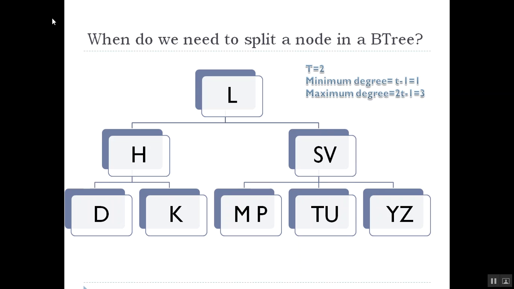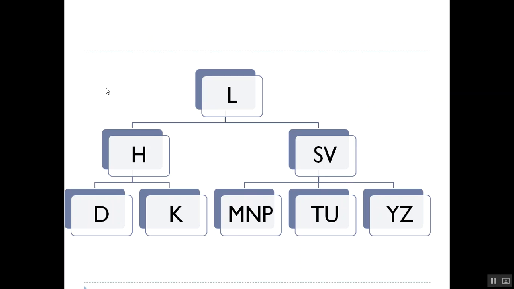Here we want to insert letter N. N is greater than L, so we go down right. N is less than SB, so we go down left. N will be inserted between M and P, so we'll have a tree like this one, M and P. So M and P contains 3 keys, which means that it is a full node. What does this mean? This means that we can no longer add in the nodes M and P.